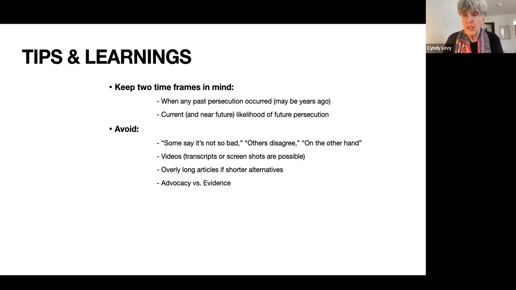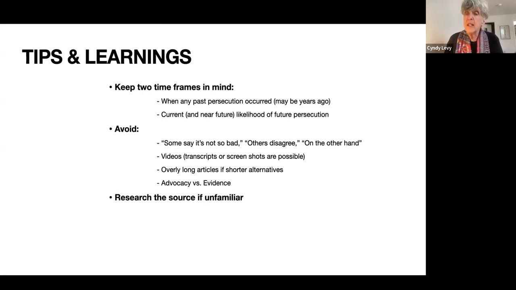Advocacy versus evidence. We are advocates. You're a lawyer, you are an advocate, but you're trying to provide evidence. So make sure you are looking at what has happened, what is happening, what do people say is likely to happen, not what should be done, what isn't happening that should.